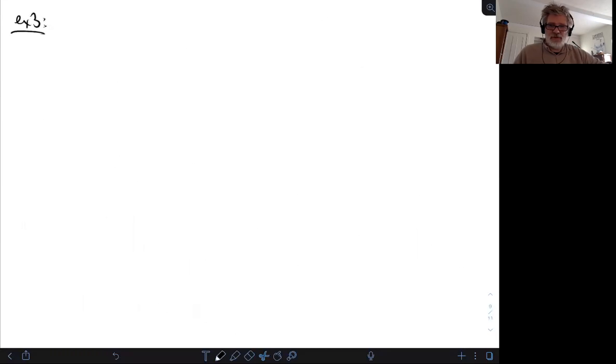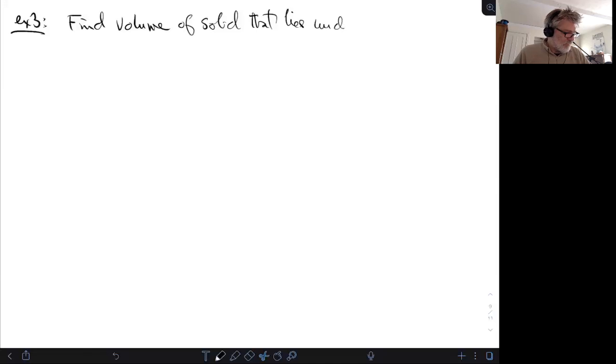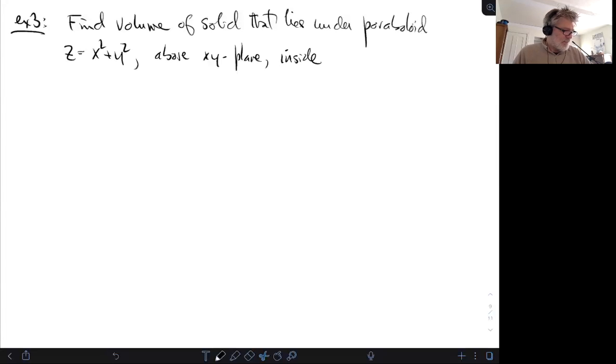Here's our third and final example. So we're asked to find the volume of the solid that lies under the paraboloid z equals x squared plus y squared, above the xy plane, inside the cylinder x squared plus y squared equals 2x. That looks complicated.